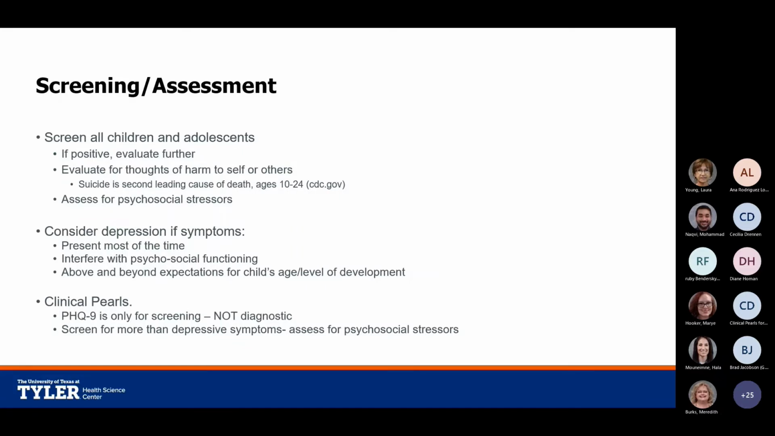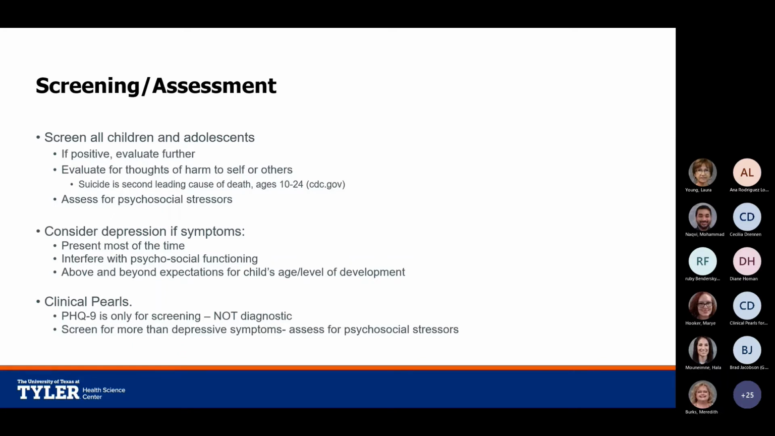Now, a clinical pearl with this is that tools such as the PHQ-9 are only screening tools. So that means they are not diagnostic. Just because someone comes to you and they have an elevated PHQ-9 or any other depressive screening tool that you may use, that does not mean that they have a diagnosis of depression. That just means they are endorsing a lot of symptoms consistent with depression, and you need to further evaluate to determine if it is the reason why they are endorsing a lot of these symptoms on the screener. Is it because of actual depression or not?